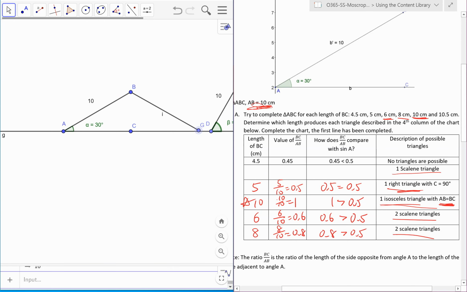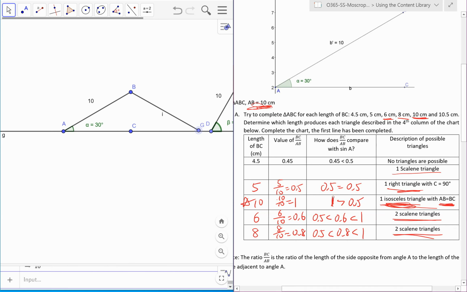Okay, so now you might ask, how do I tell? Because 1 is bigger than 0.5, in that case we end up with one triangle. But 0.6 and 0.8 are both also bigger than sine of A, and in this case we end up with two scaling triangles. So here is the difference. This is not only greater than sine of A, it is also less than 1. So we have 0.5 is less than 0.6, which is less than 1. In that case, we end up with two triangles. In this case, 0.8 was greater than 0.5, but 0.8 is less than 1. Again, the ratio of BC over AB is between sine of A and 1. In that case, you end up with two scaling triangles.